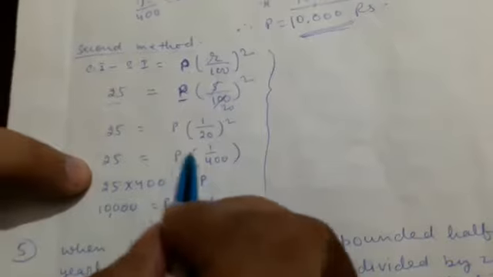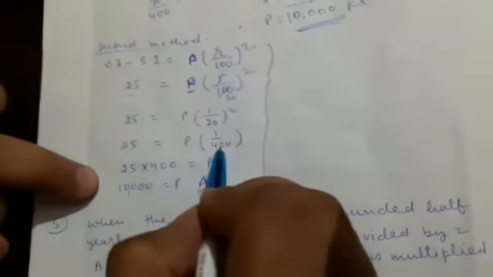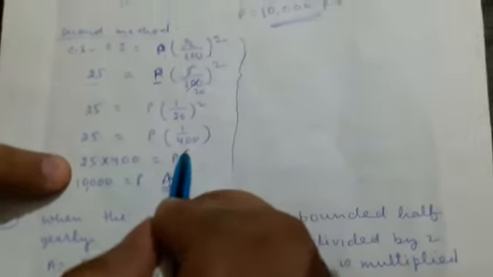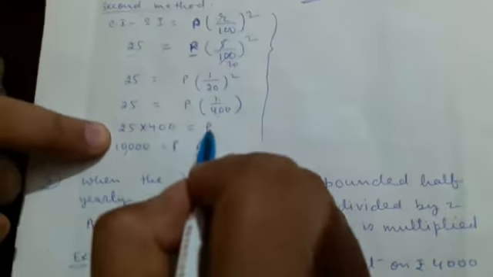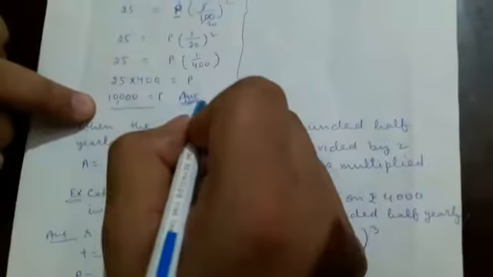So 25 is equal to P into 1 by 400, since 20 square means 400. Now we will do cross multiplication. So P is equal to 25 into 400, that is equal to 10,000 rupees, which will be our principal. But in the examination you should apply this formula and this method only.